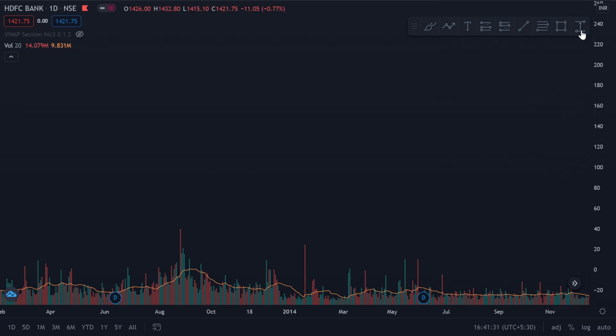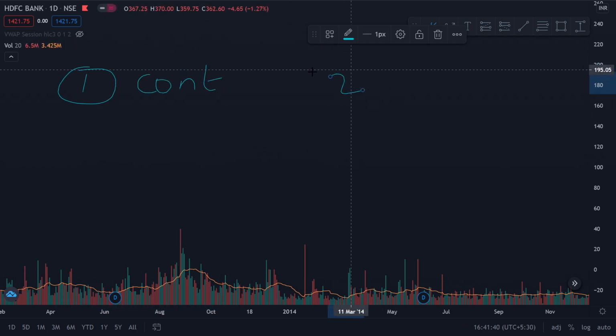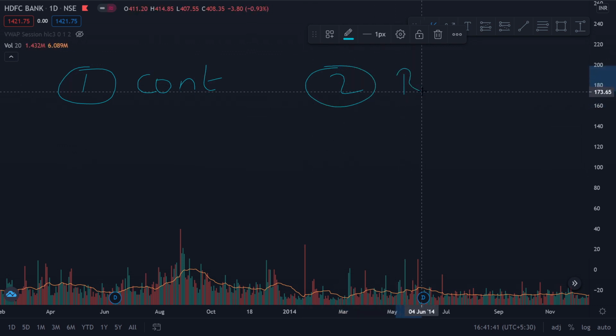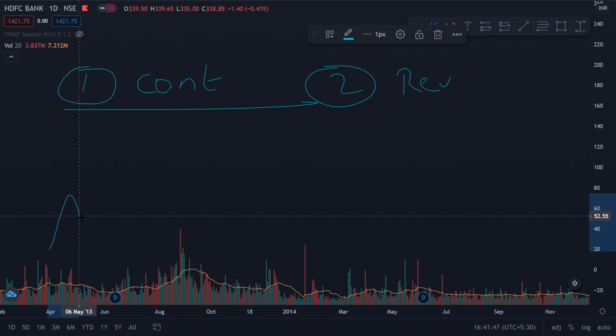So there are two types of patterns. One type of pattern would be a continuation pattern, and the second type of patterns would be reversal patterns. So what do these mean? So continuation pattern means when the stock is moving up, it's in an uptrend.